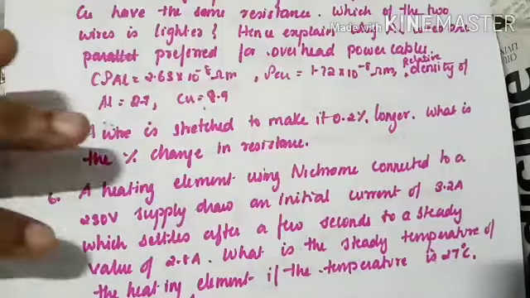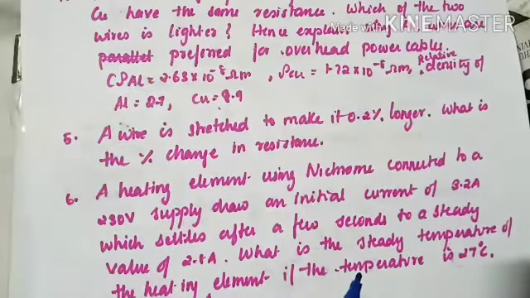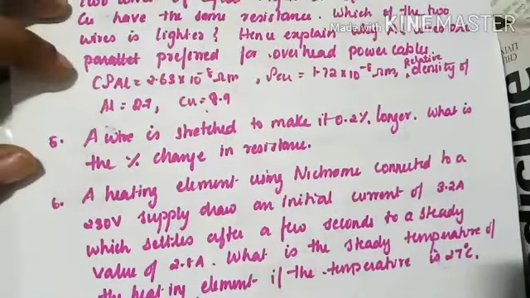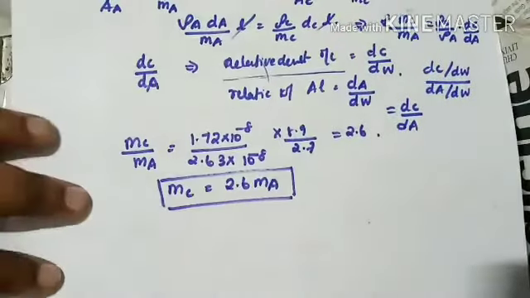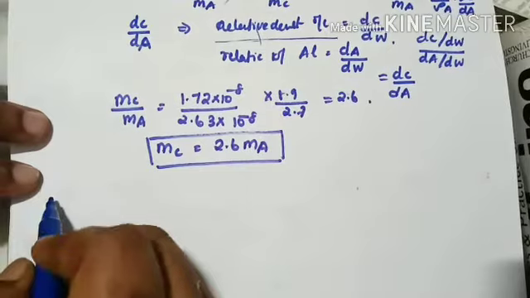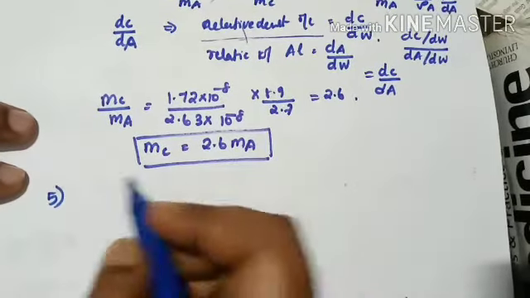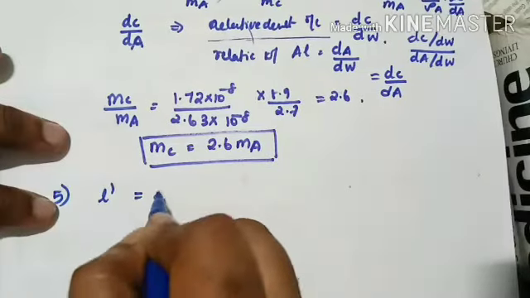Simple question. What has been asked is that initially the wire length is 100 and its length is increased by 0.2 percentage. What will be the change in resistance? Let's move on with the problem. Suppose this is question number 5.